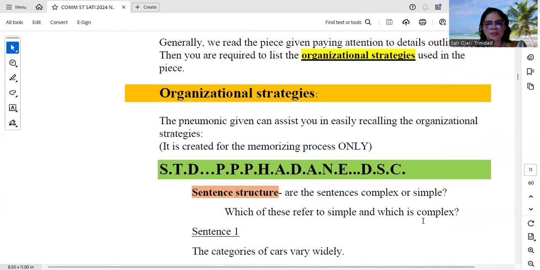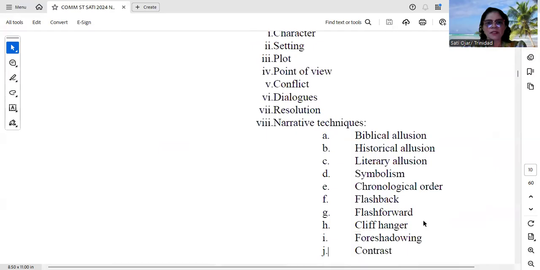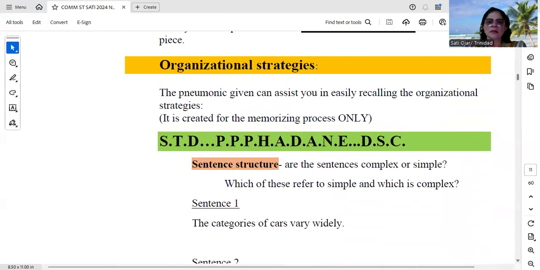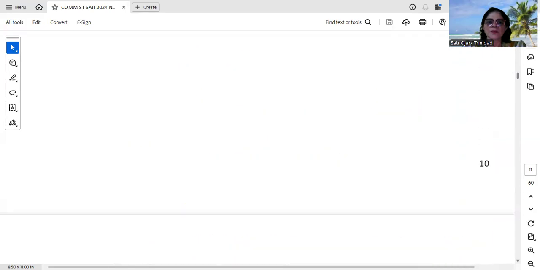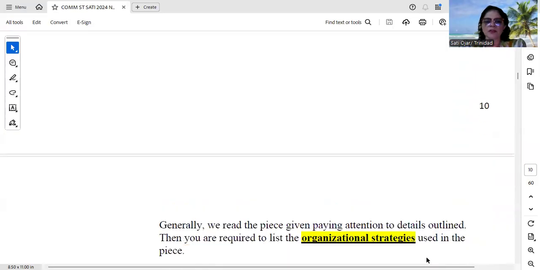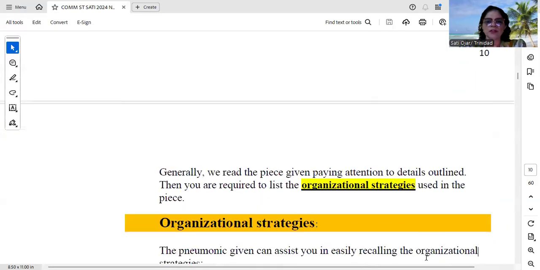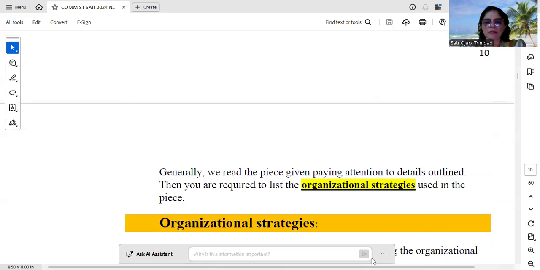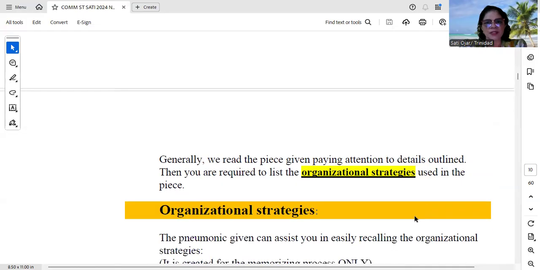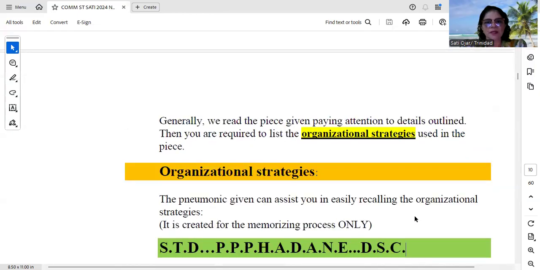So your first job is to determine what type of piece is available to you in the Module 1. So now we are going to move on to organizational strategies. Often CXC would ask you in Module 1 to discuss the organizational strategies that have been used by the writer in creating the piece.